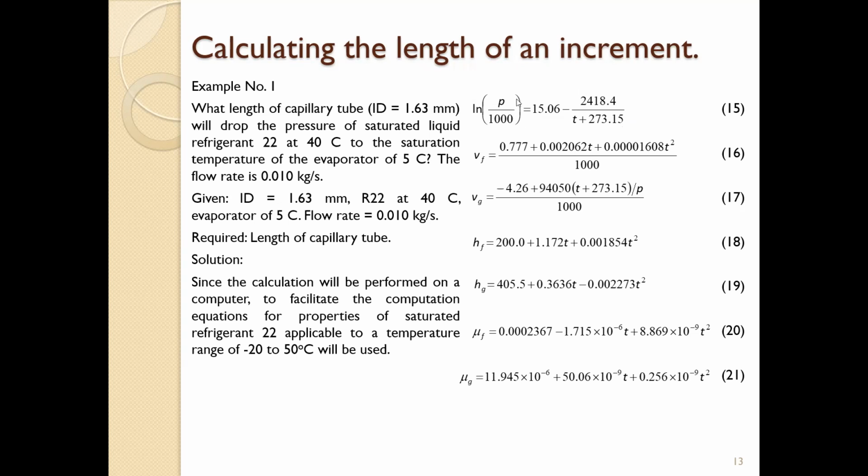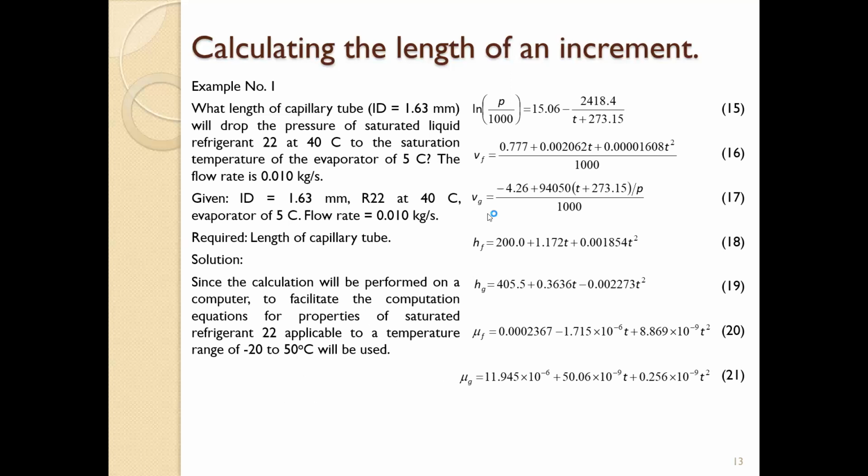Ito, Pascal. Ito naman, Pascal yata, kilopascal. So, ito naman is, temperature dito is degree C. Okay? So, B sub F is 0.0777 plus 0.002062 T plus 0.00001608 T squared over 1,000. So, pag naggamit ka ng calculator, simple, hindi ka na mag-iisa-isa ng table, meron siyang applicable na formula.